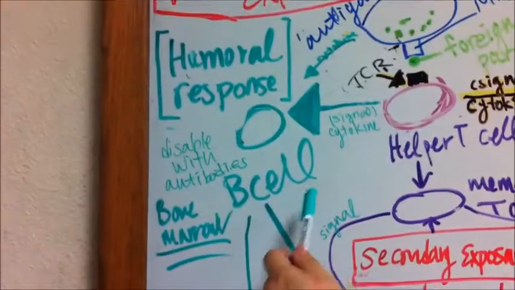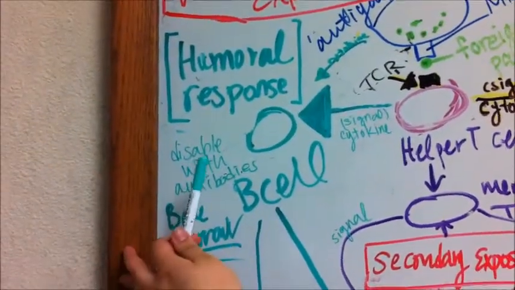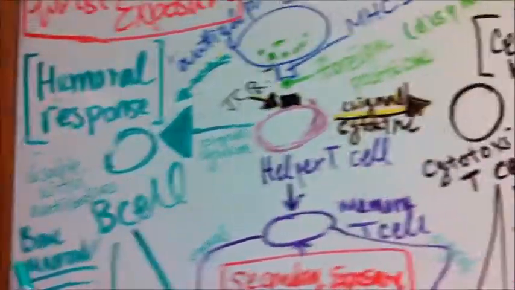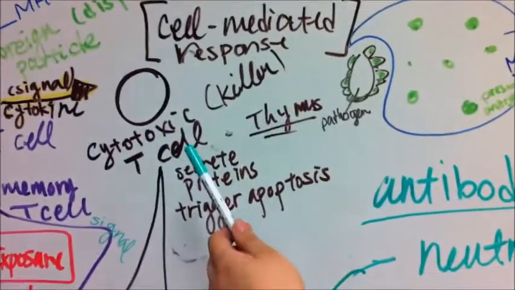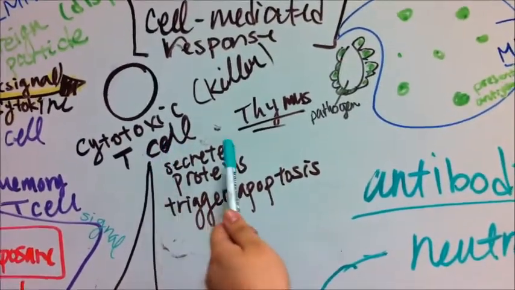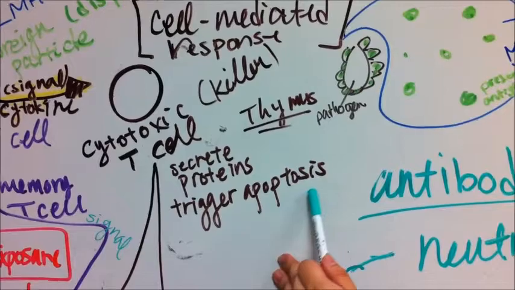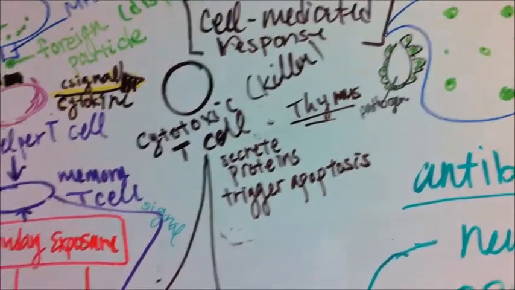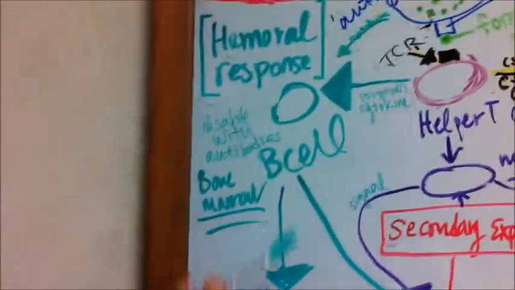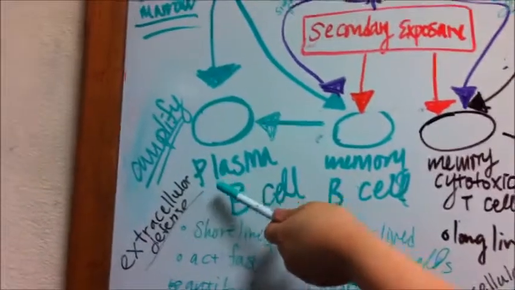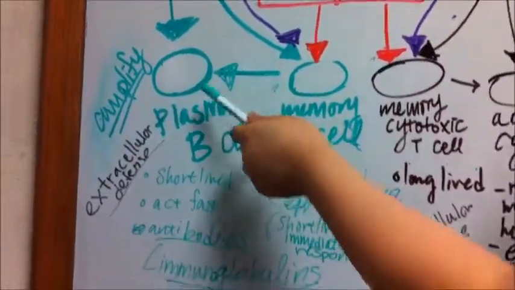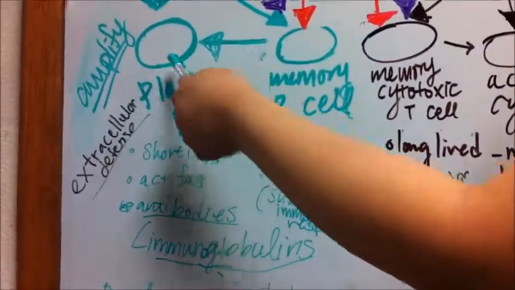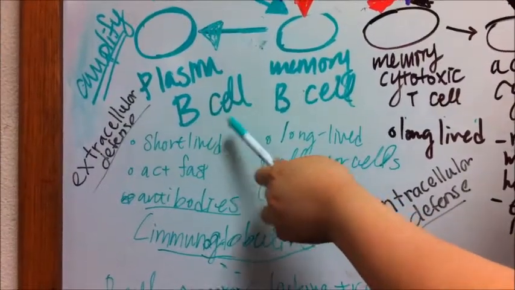The function of the B cells is that they disable the antigen with antibodies, and they're produced in bone marrow. While the function of the cytotoxic T cells is that they secrete proteins that trigger apoptosis of the infected cell only. The B cell will then go into the activated form, which is the plasma B cell or the memory B cell. The plasma B cell is in the blood, and it's short-lived, and they act fast.